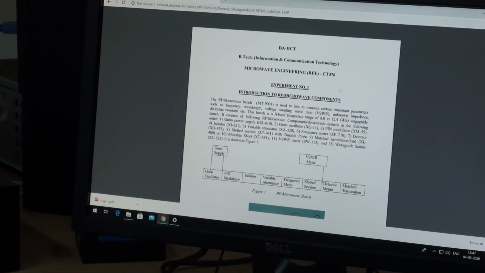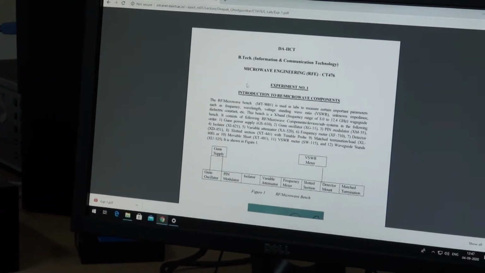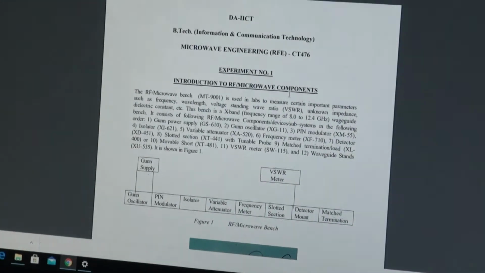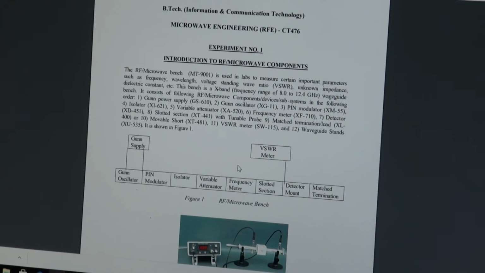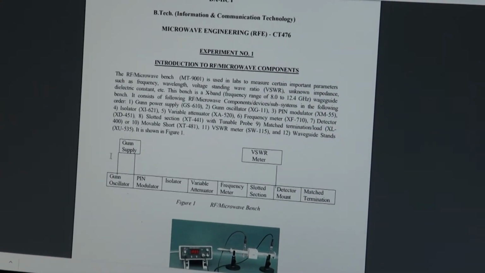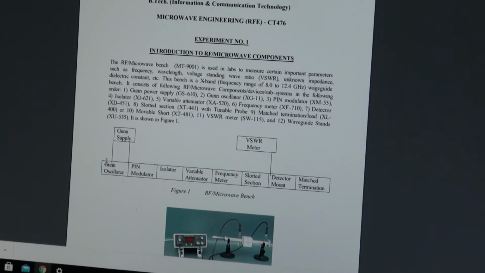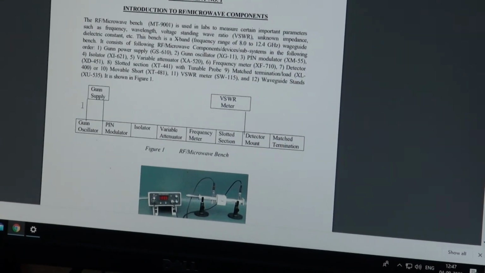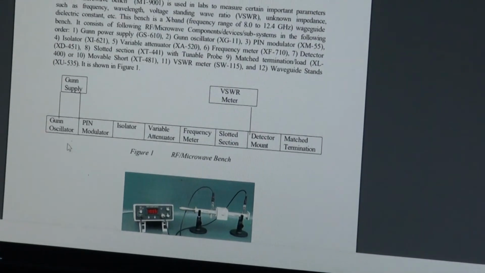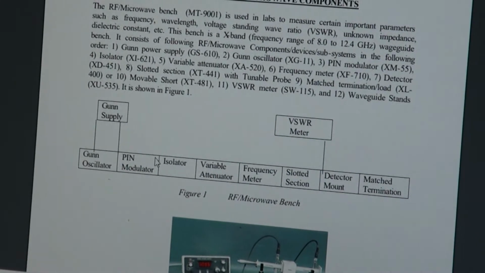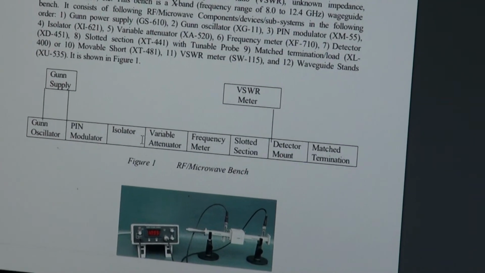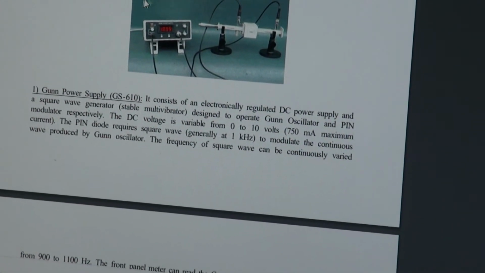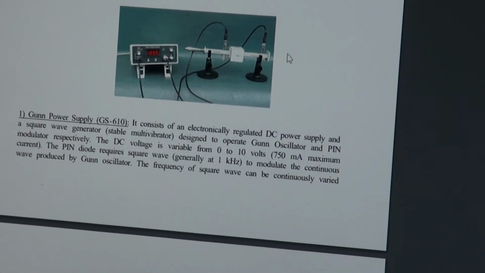This is our lab sheet 1, experiment number 1, introduction to RF and microwave components. I have already discussed the block diagram and introduction of the components of RF and microwave components used in that microwave test bench. And this is the picture of the RF and microwave test bench.